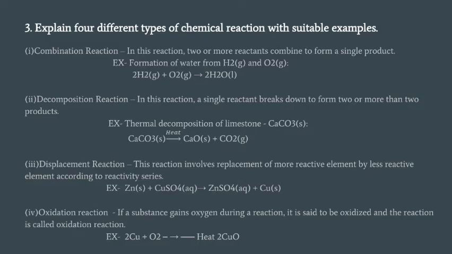Now our third question is explain 4 different types of chemical reaction with suitable examples. So in this you have to explain any four chemical reactions along with their examples. First we will define the combination reaction. It is a reaction in which 2 or more substances combine to form a single product. Combination means combining something, so in this reaction 2 or more substances combine. For example, formation of water from hydrogen gas and oxygen gas.